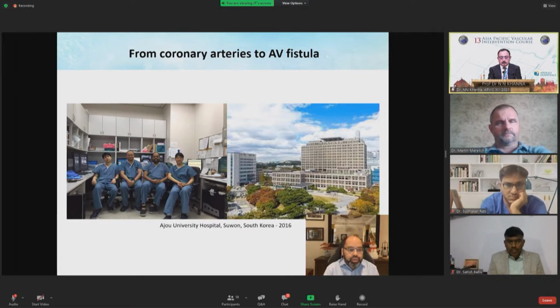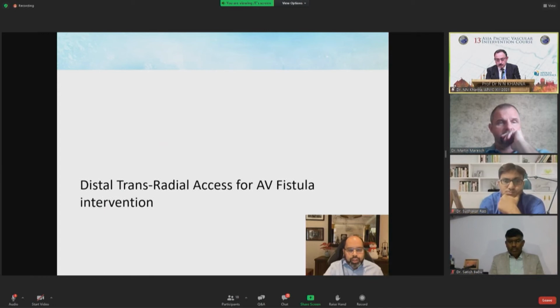So we learned a lot from them, and we came back and set up a service in Brunei. It's been well established now for a few years, and we've done a few hundred interventions. What I've learned over the last few years is there are several skills and knowledge which, as a cardiologist, we are able to transfer to the field of fistula intervention. And today I would like to talk about one of them, the distal trans-radial access for AV fistula intervention.